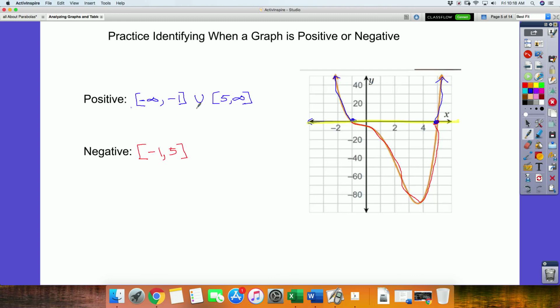So the negative infinity just means it's going in the negative x direction all the way to negative 1. So all of that's going to be positive. Then between negative 1 and 5, it dropped down into the negatives. And then it went back up, and it'll keep going up forever to infinity. So that's how to tell if a graph is going to be positive or negative.